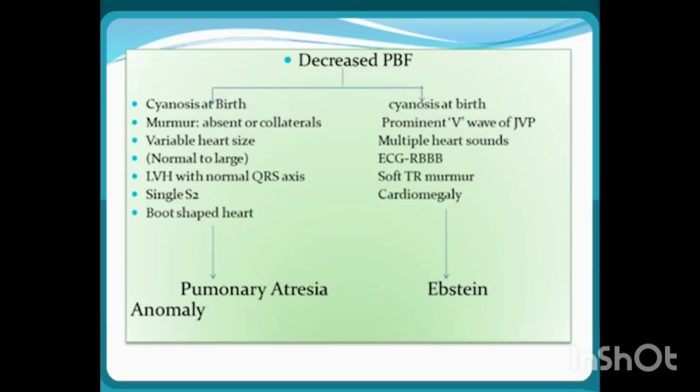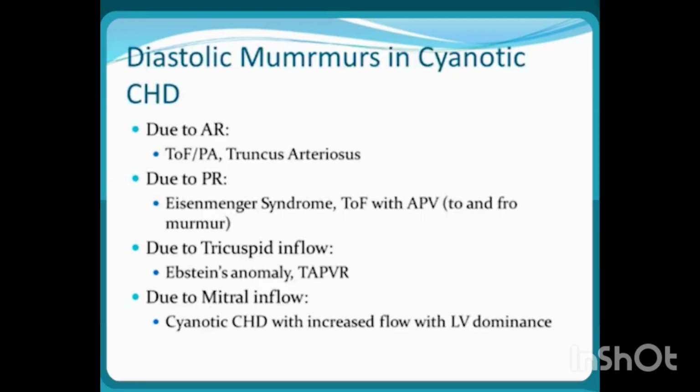So again, the diastolic murmur in cyanotic CHD. In which condition can you listen to diastolic murmur? Maybe due to AR in the TOF pulmonary atresia situation. In this situation, there is aortopathy, and that will lead to the dilated aortic trunk and AR. In truncus arteriosus, the valve is usually malformed, so that will lead to the AR.